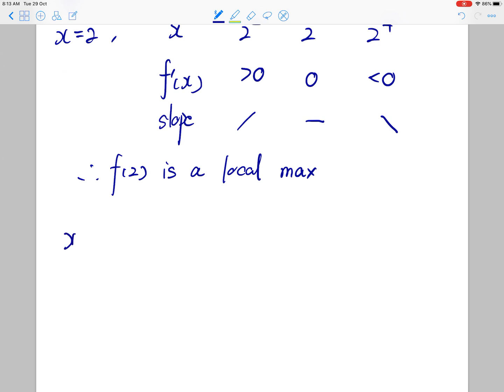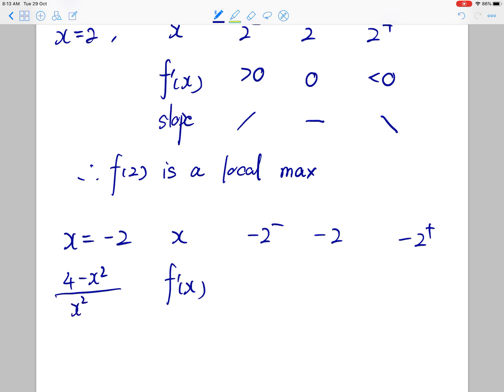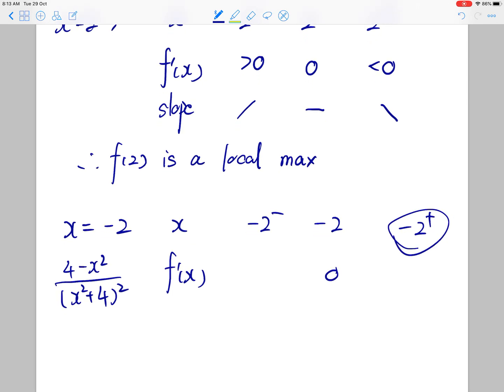So similarly, at point -2, your x is slightly smaller than -2 or slightly greater than -2, right? Then your derivative, let's copy the formula of the derivative. It's 4 minus x squared over (x squared plus 4) squared. It is 0 when x is at negative 2. And when x is slightly greater than negative 2, for example, x is negative 1.9, you sub in negative 1.9, you can see this thing is 3 point something, so it is positive.